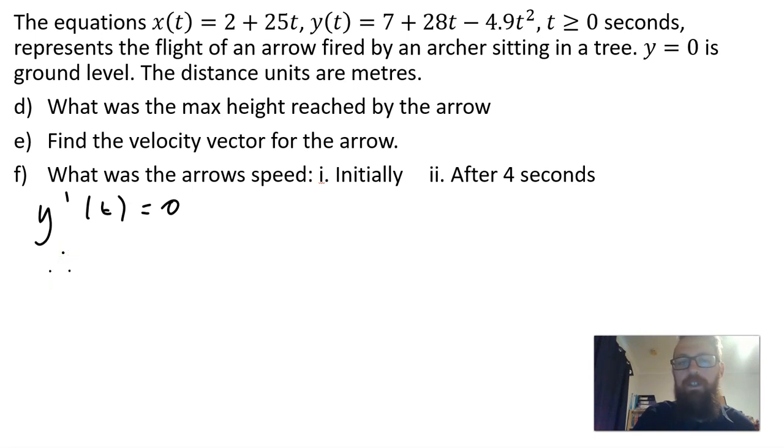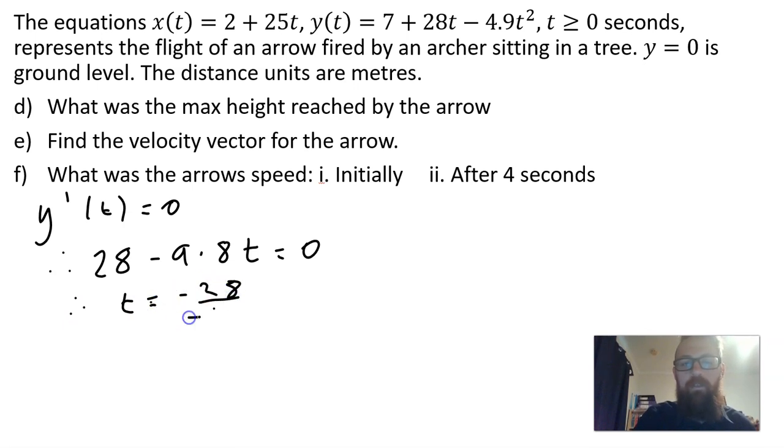So y dash of t is going to be equal to, the 7, just when we differentiate, that goes away. It's going to become 28 take 9.8t equals 0. All right. Therefore, we rearrange this. Therefore, t equals negative 28 divided by negative 9.8. All right. Again, we put that in our calculator, and it equals 2.857 seconds.